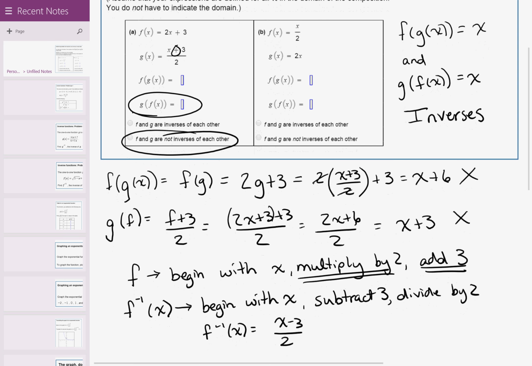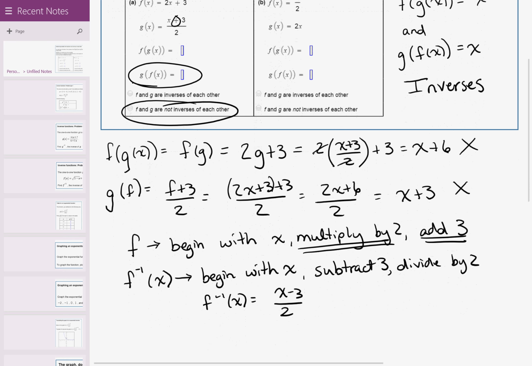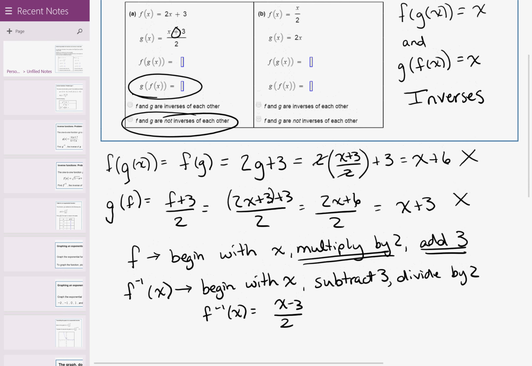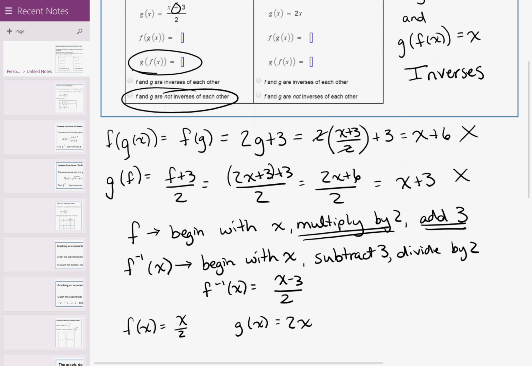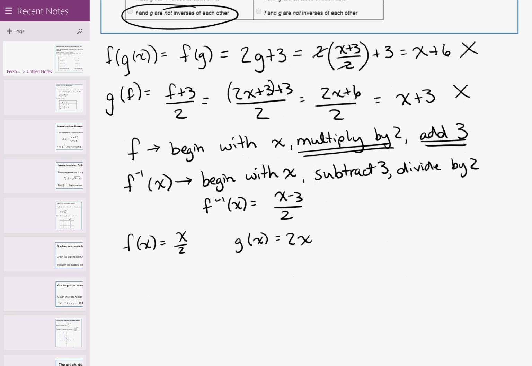Now I want to look at part B. I have f of x is x over 2 and g of x is 2x. So let me rewrite that right down here. f of x is x over 2 and g of x is 2x. Note that for f, we begin with x and we divide by 2. And for g, we begin with x and we multiply by 2. These two are inverses. They are opposite actions.